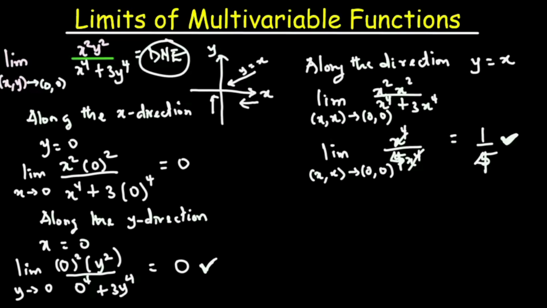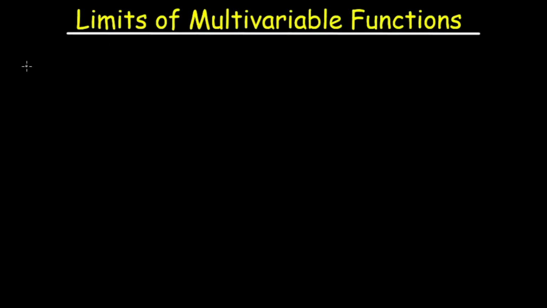Alright, so let's take a look at the final question. The question says to find the limit as x comma y tends to 0 comma 0 of x cubed y all over x to the power 6 plus y squared. You can give this a trial, but when you look at this question, you can tell that when you go in the x direction, making y 0, you're going to get 0, right? And when you also go in the y direction, making x 0, you are also going to get 0.